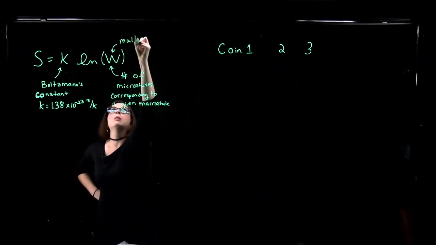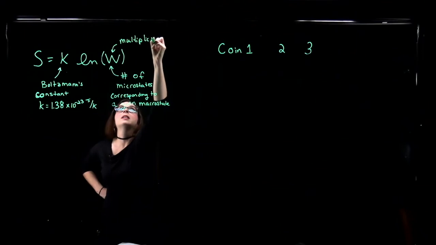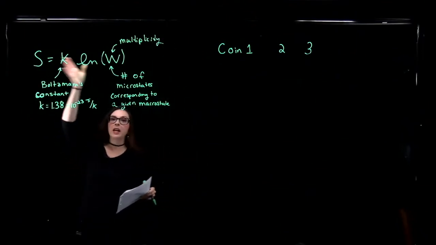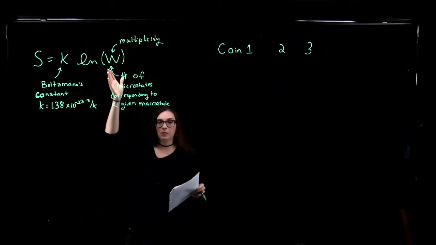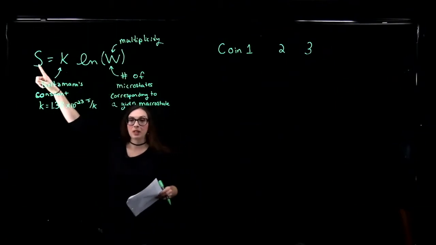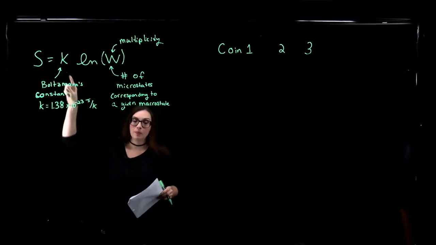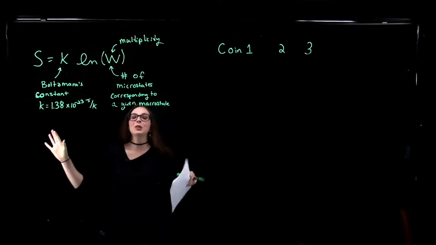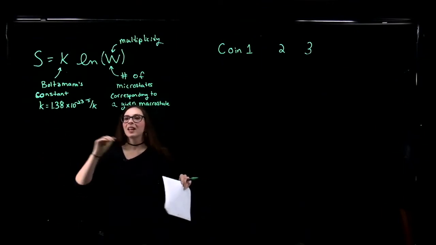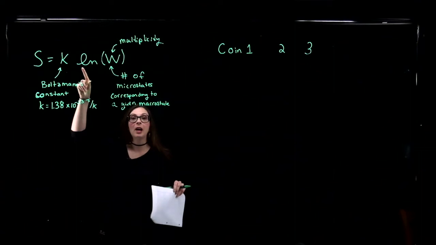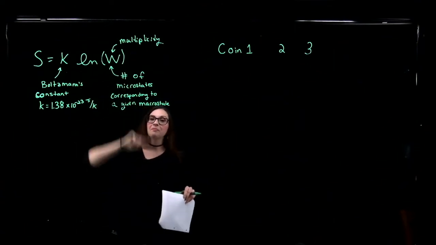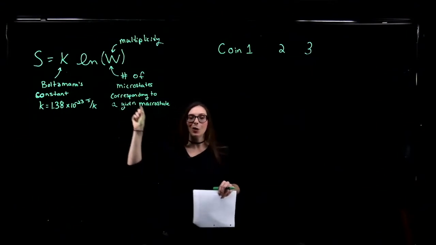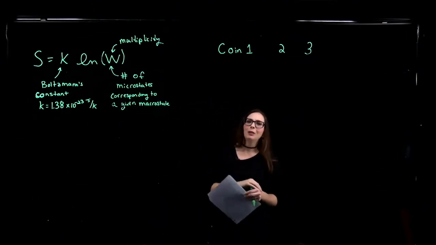This is the multiplicity. Okay? And so this equation here tells us the entropy of a system. The entropy of a system, represented by S, is equal to k, which is the Boltzmann constant. It's 1.38 times 10 to the minus 23 joules per Kelvin. And then we multiply it by the natural log of the multiplicity. So the multiplicity is the number of microstates corresponding to a given macrostate.